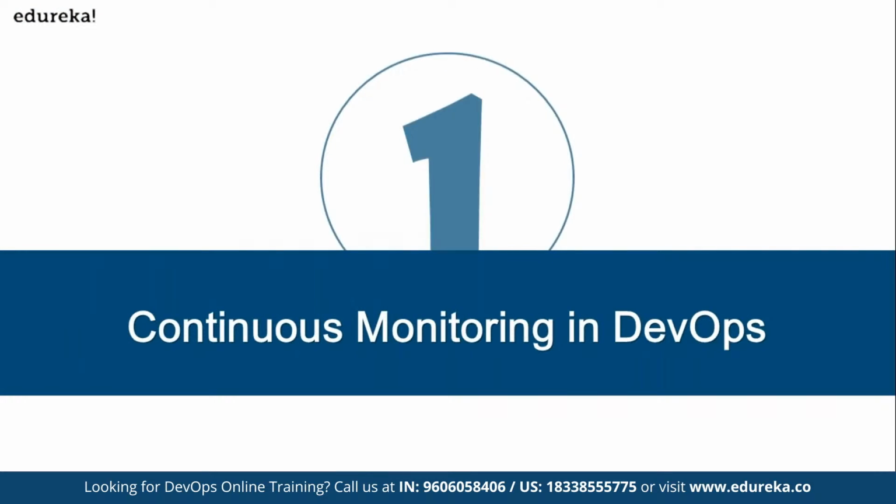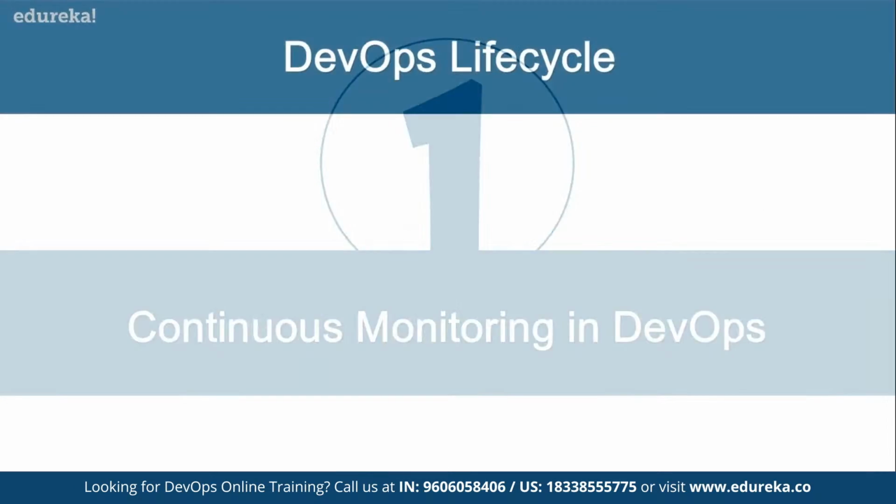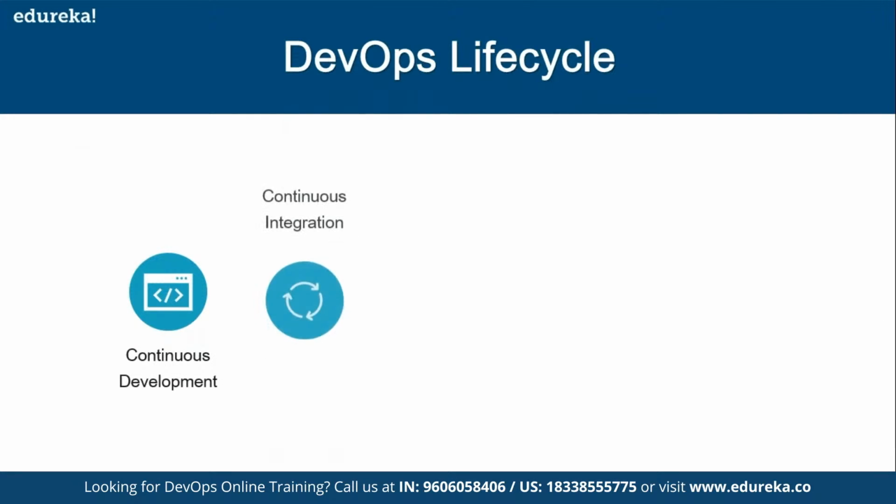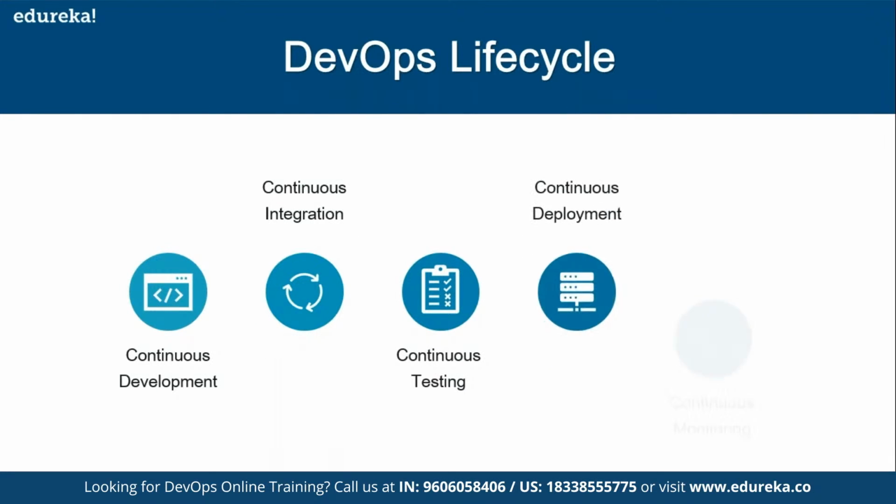Let's begin. Continuous monitoring in DevOps, right? So there are these phases in a DevOps lifecycle. There are various phases like continuous, right? You have continuous development, you have continuous integration, continuous testing, continuous deployment, and continuous monitoring that constitute the DevOps lifecycle. This is where the birth of Grafana really happened. So we'll have to discuss this.